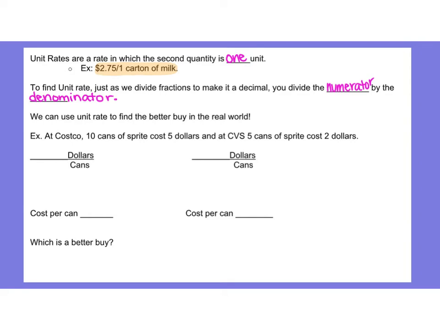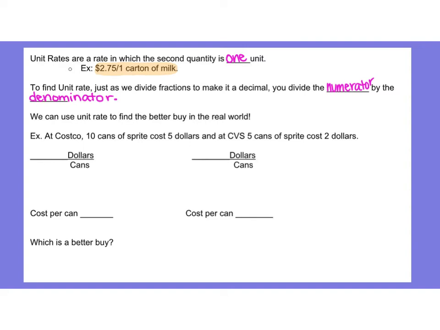We can use unit rates to find the better buy in the real world. So for example, at Costco, 10 cans of Sprite would cost $5, and at CVS, 5 cans of Sprite costs $2. We would want to find the better deal, so we will find the unit rate. We will put the dollar amount on top and the amount of cans on the bottom of our fraction.